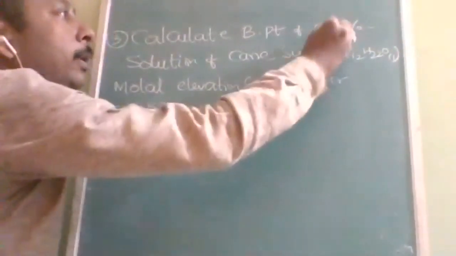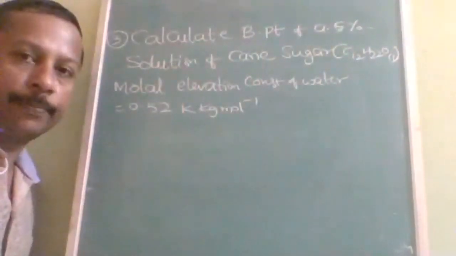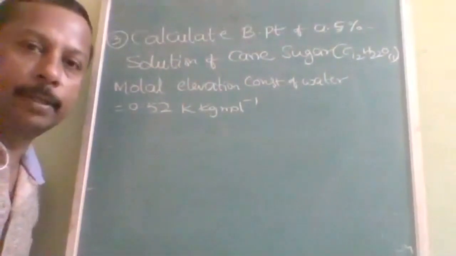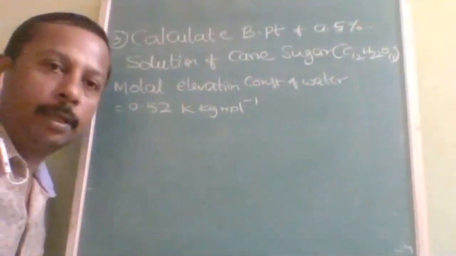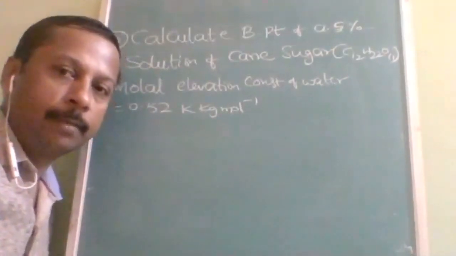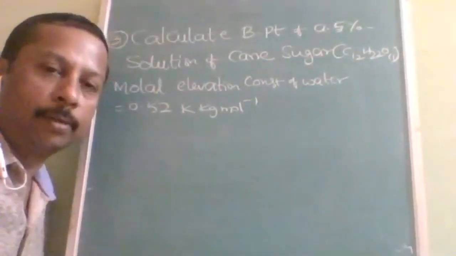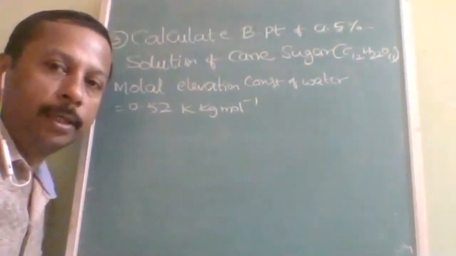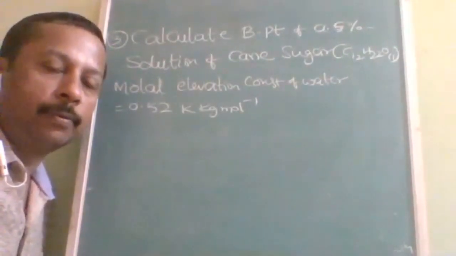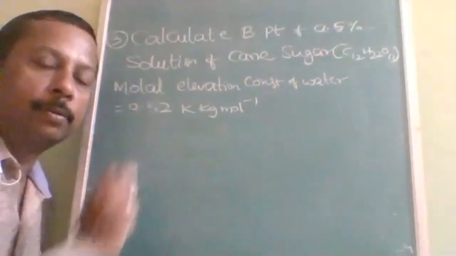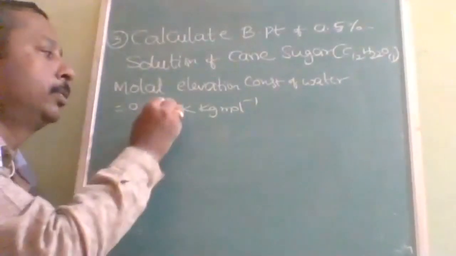Here a 5% solution of cane sugar is there. The cane sugar formula may not be given to you in the exam, so better to know it and remember it. Cane sugar is C12H22O11, and 342 is the molecular mass. And the molal elevation constant of water is 0.52. This value is also better to remember. In the examination, you may not get time to search for it.